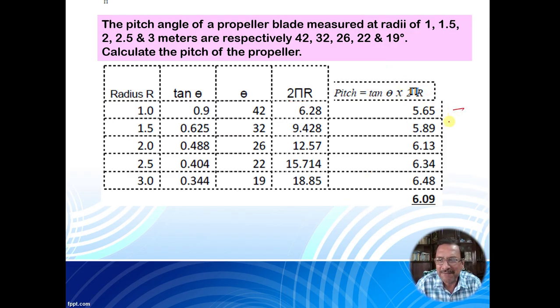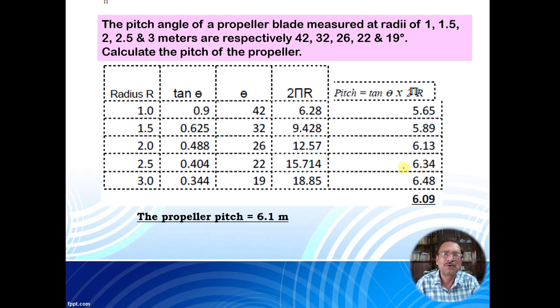We get five different pitches at five different points. Every point is a different radius from the center. And we take an average of all that. We get 6.09 meters. The unit of pitch is meters. We shall round it off to 6.1 meters. So this is how the pitch of a propeller is calculated. Let us move on.